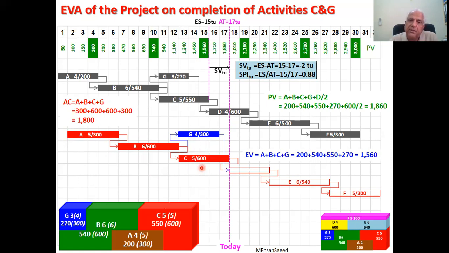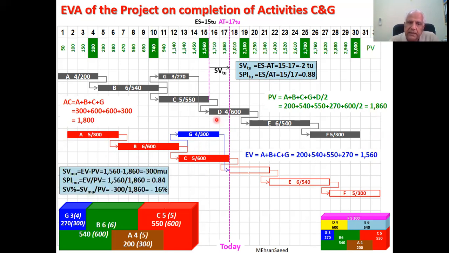Now, time to make comparisons. Comparing earned value with planned value in terms of monetary units will give you an indication of time. We had planned to earn 1860. We have earned 1560. We are earning less than what we had planned. So a negative variance, as indicated here, -300 monetary units. Divide the two and we get 84%.